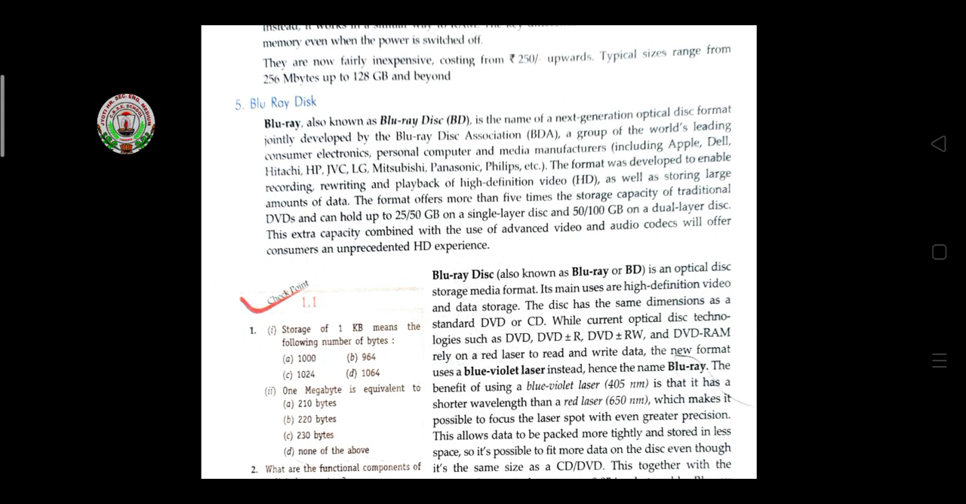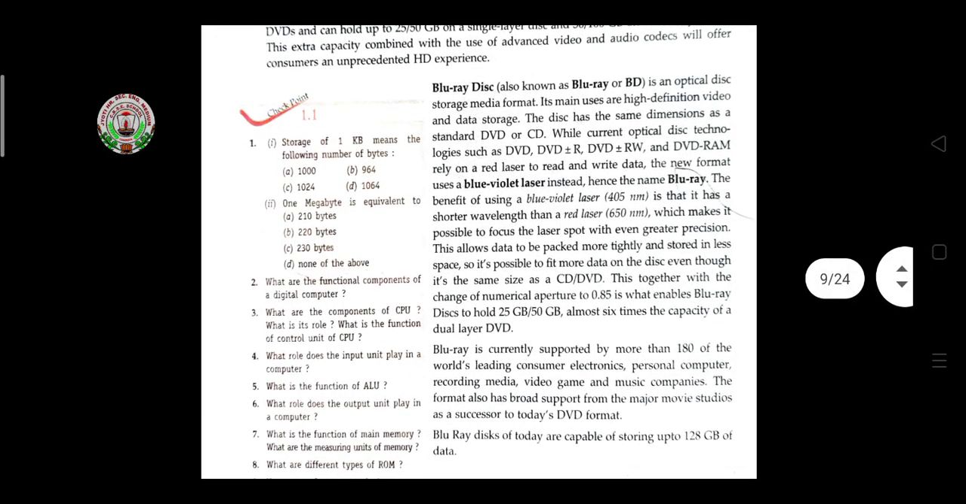amounts of data. The format has more than 5 times the storage capacity of traditional DVDs and can hold 25 to 50 GB on a single layer and 50 to 100 GB on a dual layer. If you store data in a single layer, you are able to store 25 to 50 GB, and if you store it in the second layer, then it stores up to 50 to 100 GB of your data, and it supports all the advanced HD quality video and audio codecs.